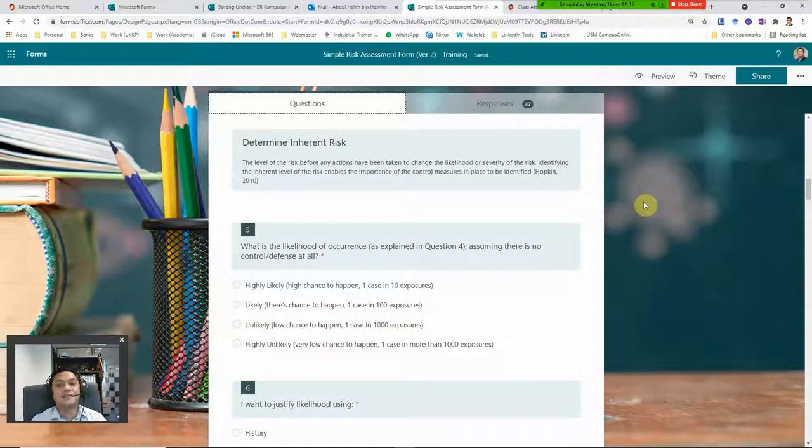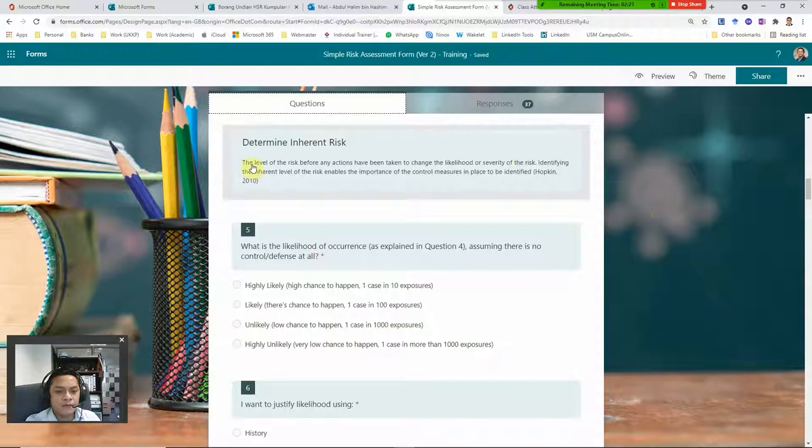So I have given here the definition of inherent risk: the level of the risk before any action has been taken to change the likelihood or severity of the risk. Why is this important? Because identifying the inherent level of the risk enables the importance of the control measures in place to be identified.